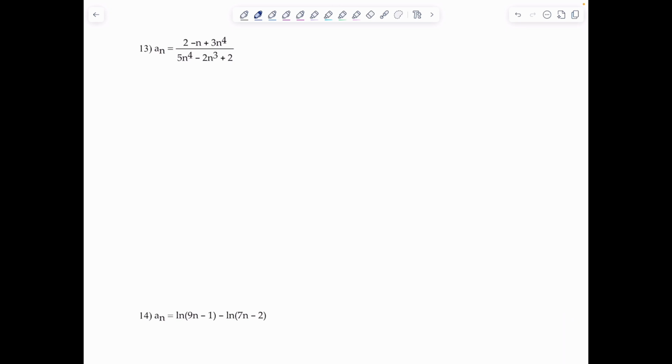A sub n is (2 minus n plus 3n to the fourth) over (5n to the fourth minus 2n cubed plus 2). So again, this is a sequence, not a series. How do I determine if it's convergent or divergent? I take the limit as n goes to infinity every single time. Okay, so how are we going to take this limit?